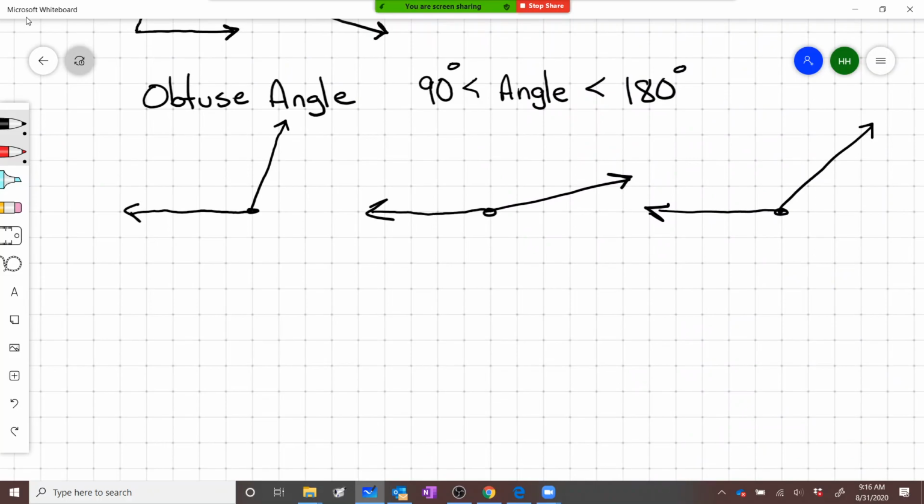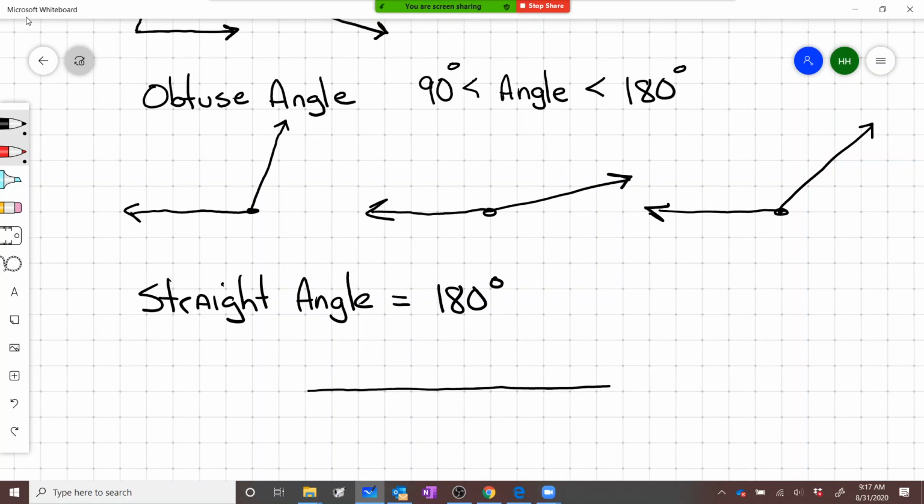And then while we're here, let's just talk about a straight angle. And that's equal to 180 degrees. That's just a straight line, okay? A straight line actually has an angle measure. This angle measure right here is 180 degrees.